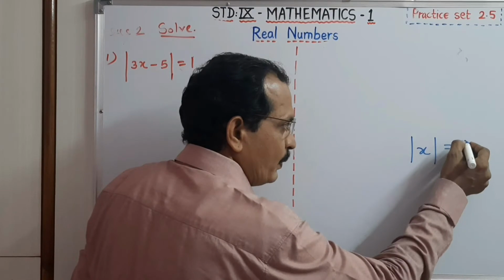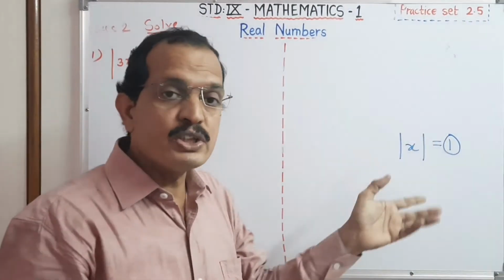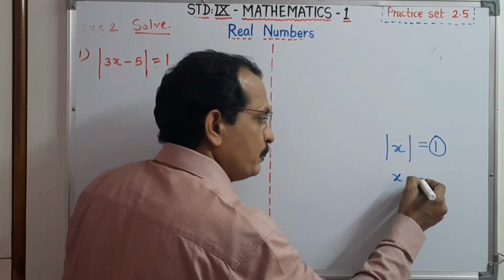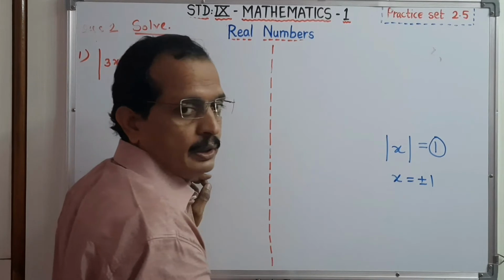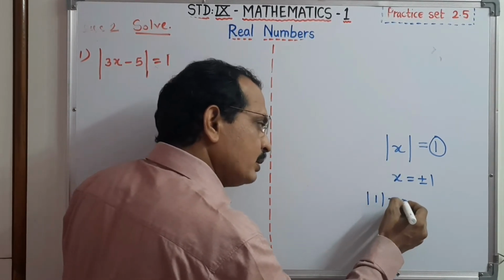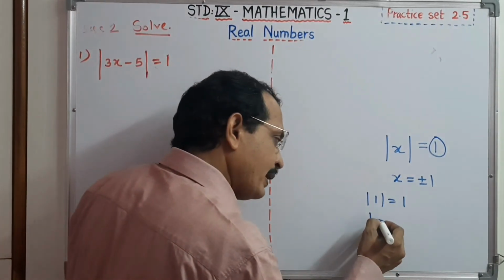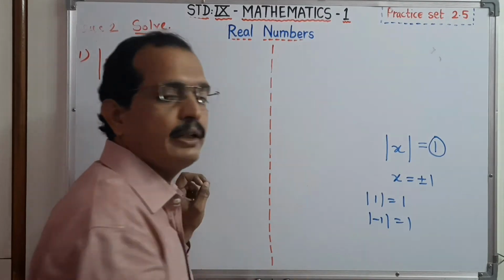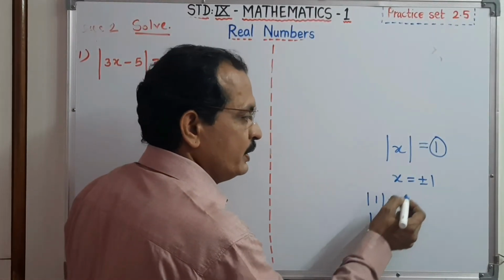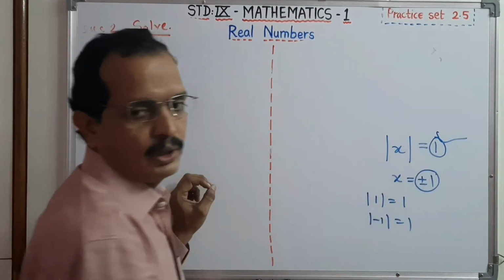This modulus will be 1, of which number? If this x is plus or minus 1. That means if I write here 1, then I get the value of modulus of 1 is 1. And if I write minus 1, then also I get 1. That means modulus of plus or minus 1, the answer is 1.